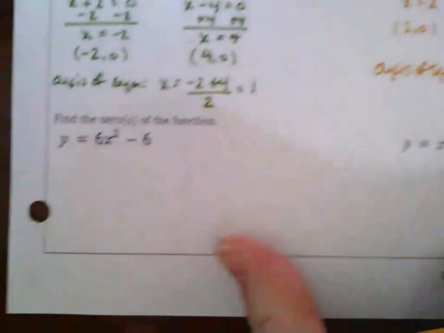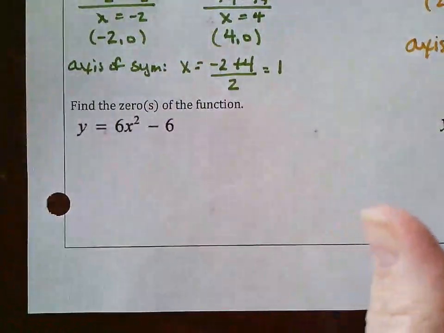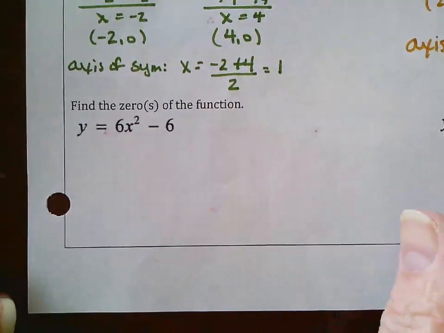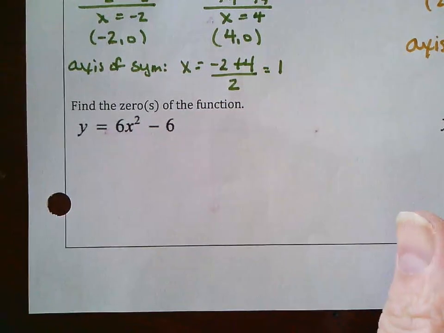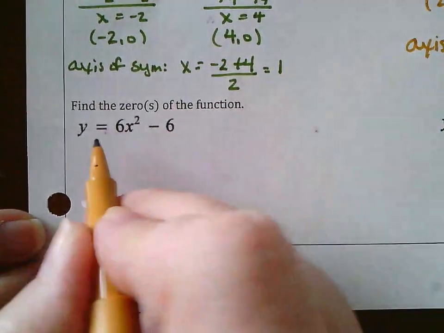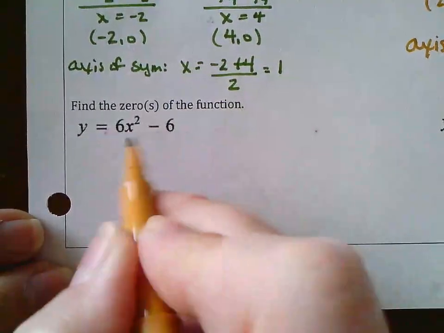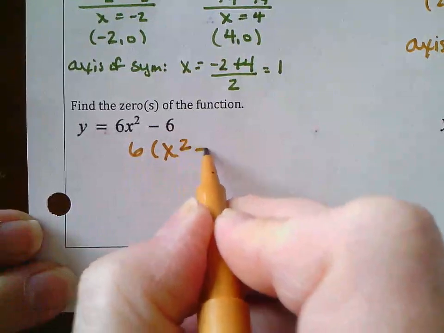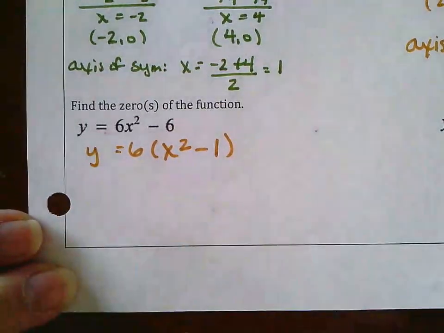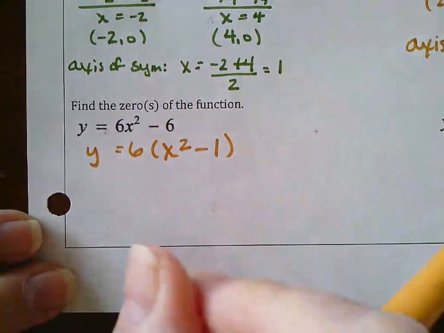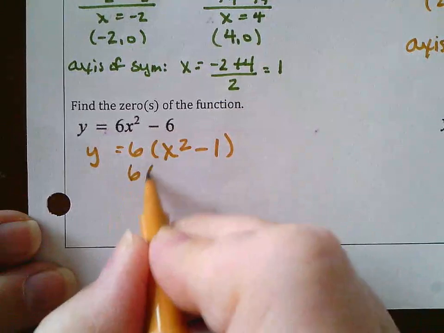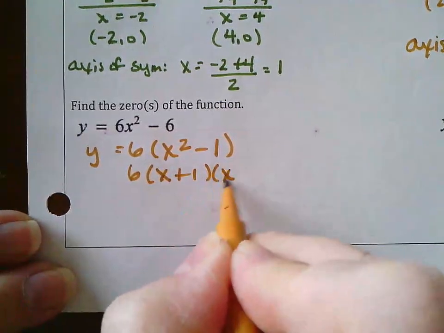All right, let's try it again. This time we're going to find the zeros of the function, and then we're going to use that information to find our x-intercepts and our axis of symmetry. So the first thing I want to do here is take a look at what I've got going on. I've got a couple of 6s, so I know that I can factor out the 6. Basically I'm not really going to use that much at this point. But I've got 6(x plus 1)(x minus 1).